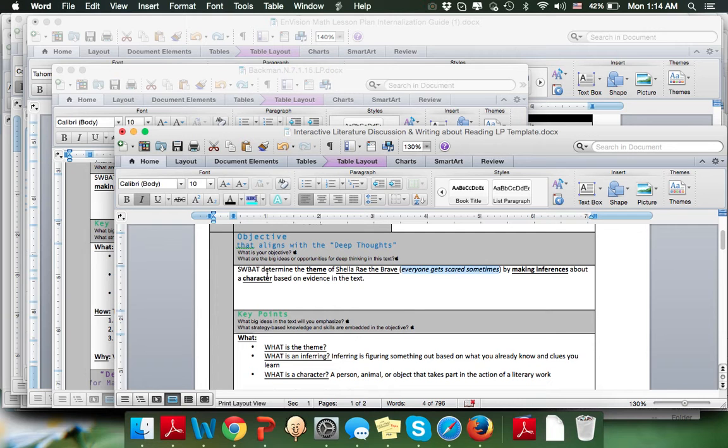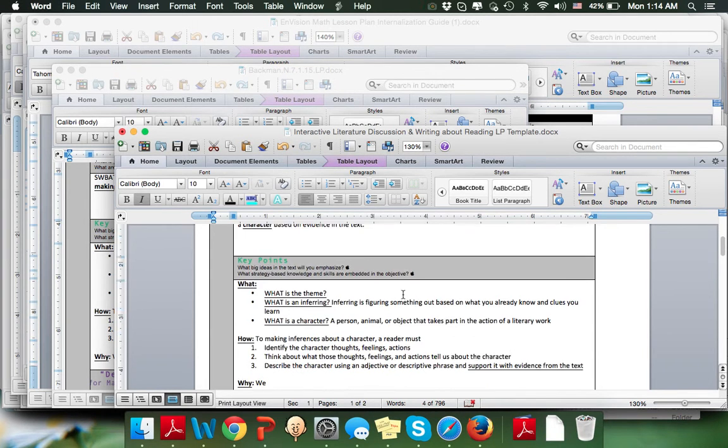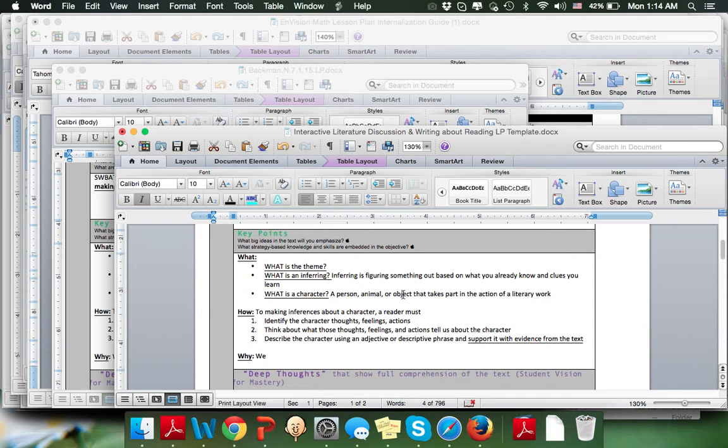But what I want to do with this objective of being able to determine the theme through making inferences about characters is write some really consistent key points. The first thing, and I think there's been a little bit of discrepancy, and I want to first apologize for some lack of clarity around this, is looking at our what key points.